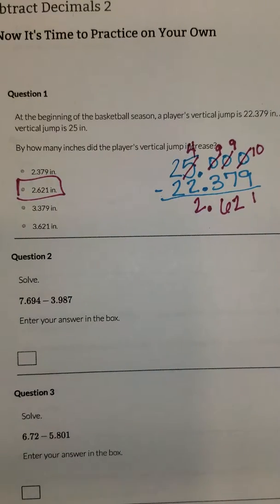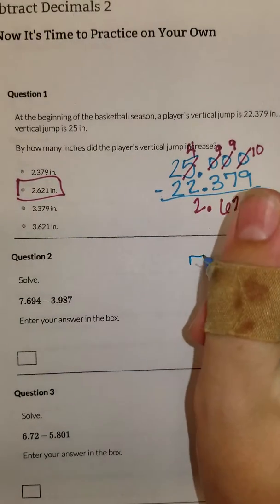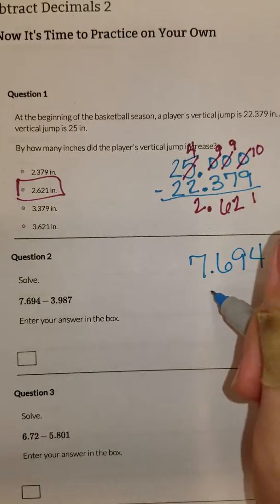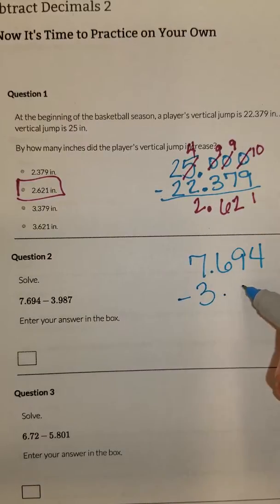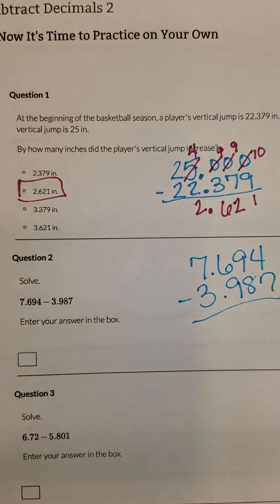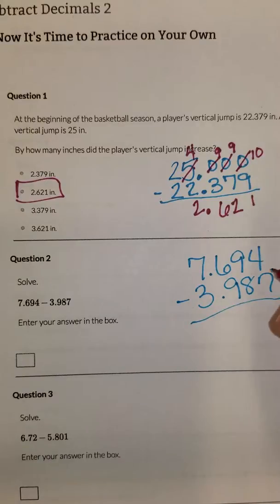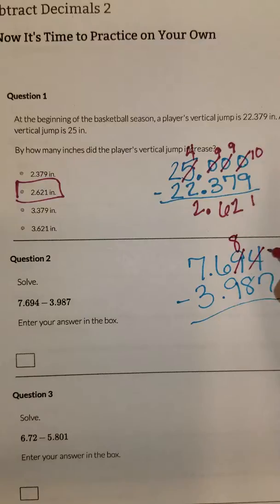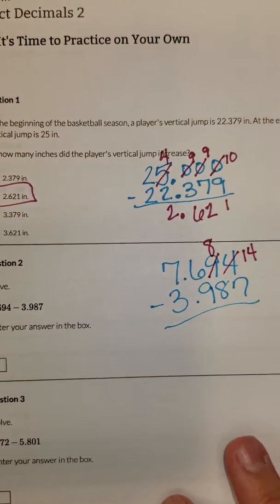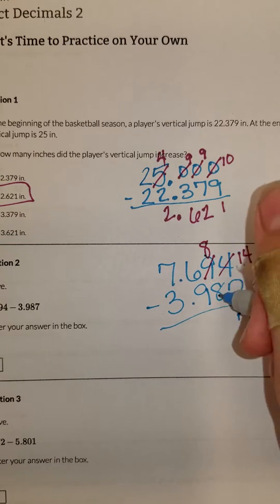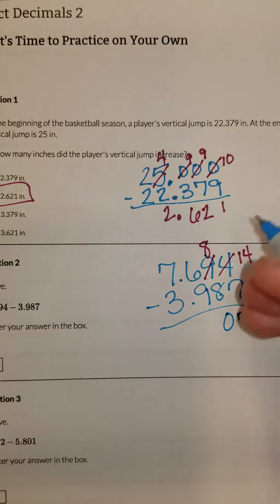Okay, number 2, we've got 7 and 694 thousandths minus 3 and 987 thousandths. Now I can't subtract 4 minus 7, so I've got to borrow from this 9 and make it an 8. So it adds 10. So now I can subtract 14 minus 7 is 7. 8 minus 8 is 0.